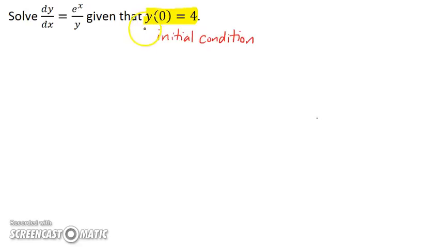So when you're given an initial condition, instead of having a constant somewhere in your answer for the solution to the differential equation, you're going to have a specific value for C based on this information. A little bit more to it, but not a ton more, and I'll show you how this goes. The first step is still the same. I still need to separate my variables, and I think I can do this by writing that y dy is equal to e to the x dx.